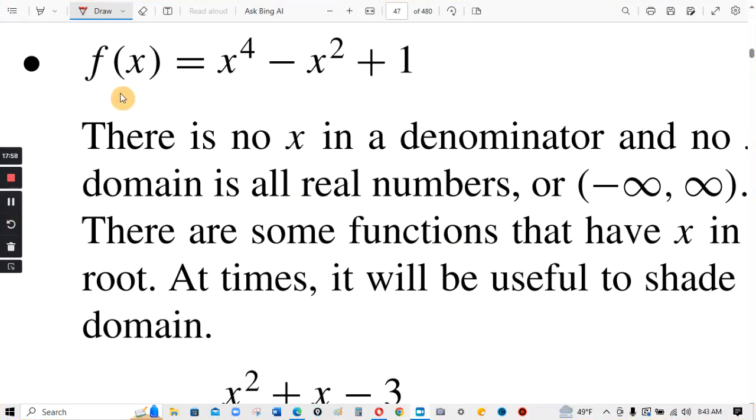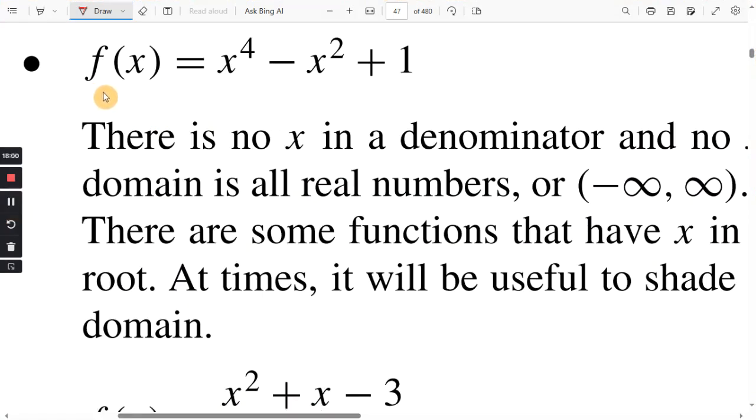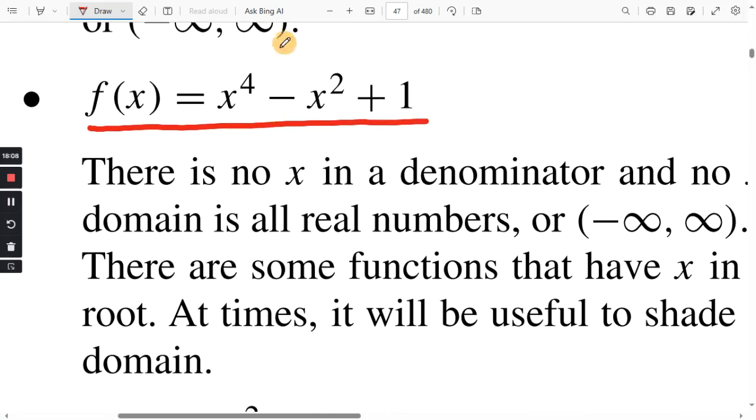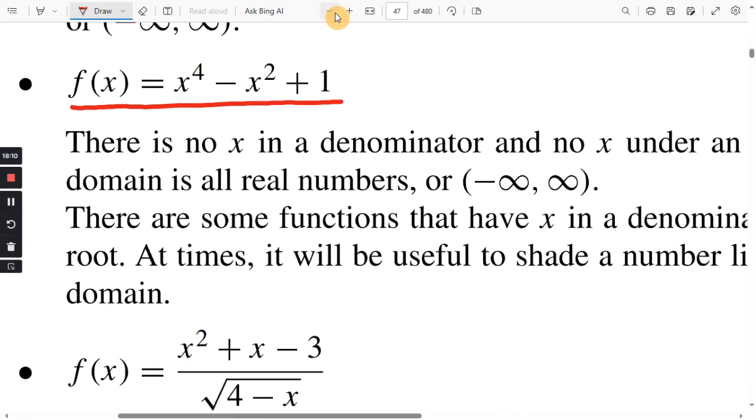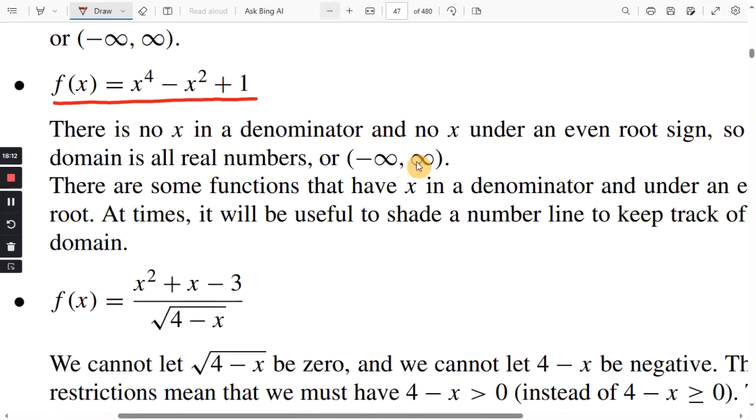So you can plug in a negative if the root is an odd number. All right, so for this type of problem here, there's no radical symbol, there's no square root, and there's no denominator. So in this case, we would just say all real numbers. There's nothing that x can't be in this function here.